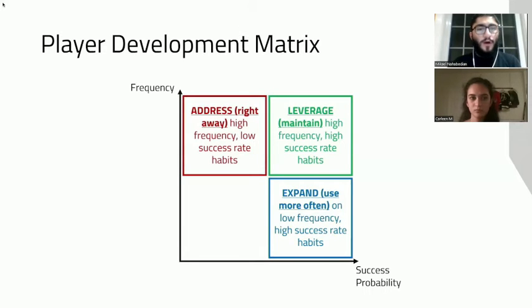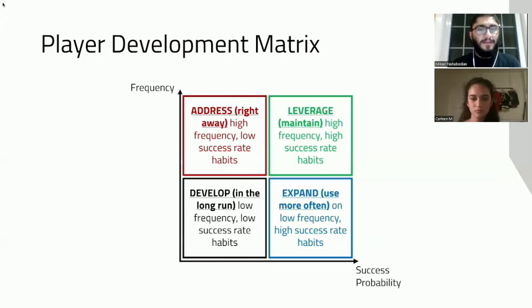In the red quadrant, we have habits which should be addressed right away because they are high frequency, low success rate. So these are things that players do often, but that they don't do really well. And finally, in the black quadrant, we have the development of habits, which are habits that players should focus on in the long run, as they are low frequency and low success rate, things that players don't do often, but that they don't necessarily do well either.